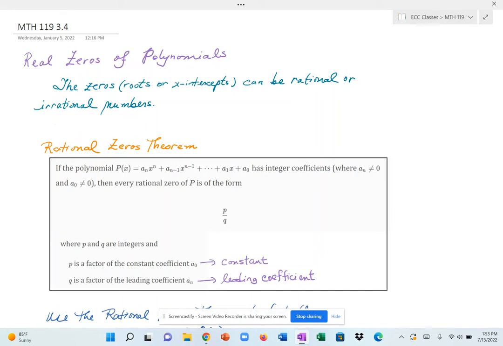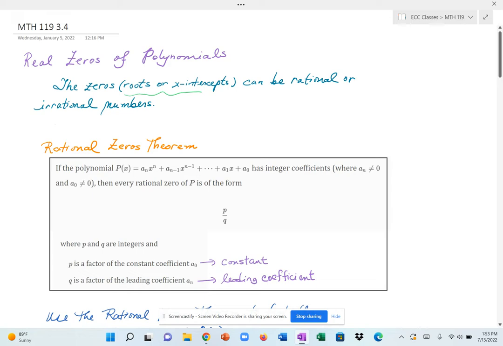Hi, this lesson is about the real zeros of a polynomial. So what are zeros? Zeros are also called roots or x-intercepts. These answers can be rational or irrational numbers, but they do have to be real numbers to be a solution or a root or an x-intercept.